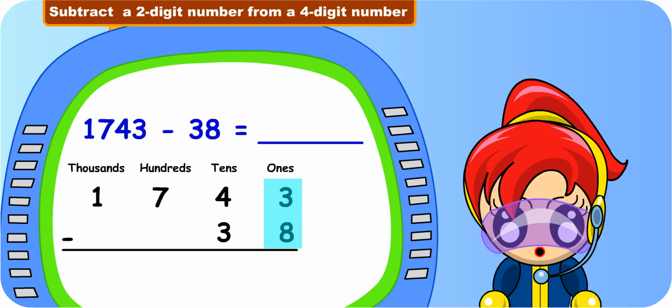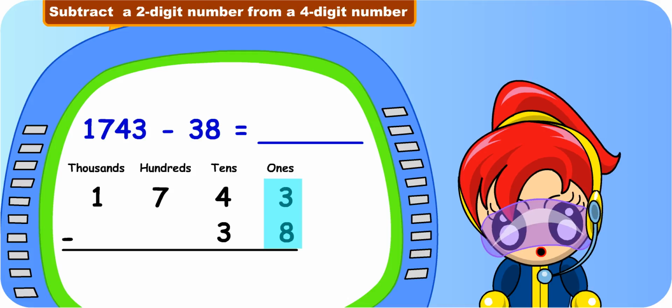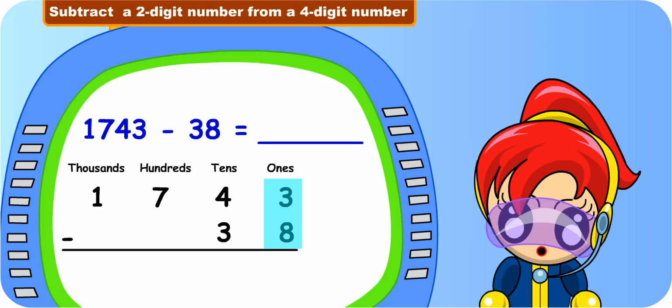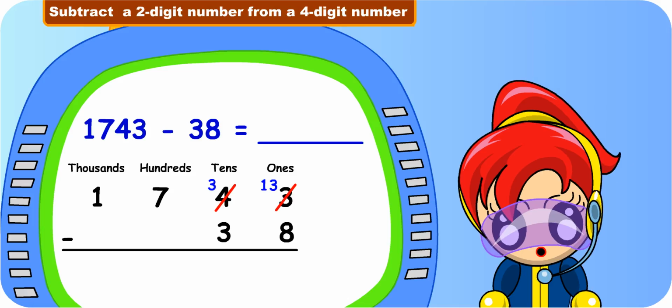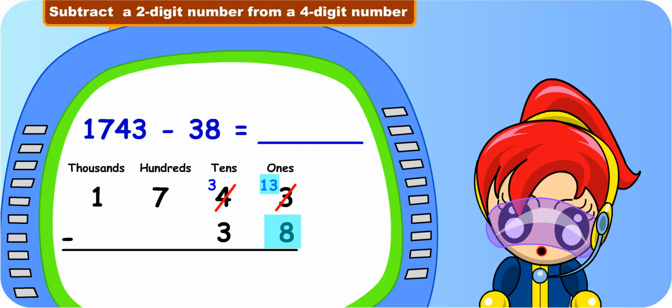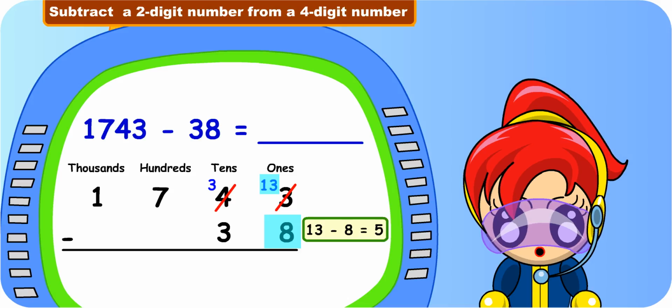Subtract the ones. 3 minus 8. There are not enough ones to subtract from. What should you do? I need to take 1 ten from 4 tens and rename 4 tens and 3 ones as 3 tens and 13 ones. That's right. Now, 13 minus 8 is 5. So I'll write 5 in the ones column.